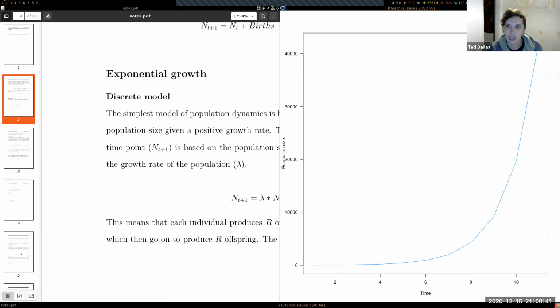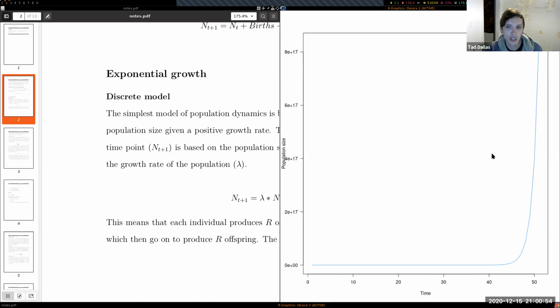And so if we plot that out for 50 time steps, it'll look even more wild. And I can do that really quick. There it is. And so all of a sudden we see this y-axis changed. And is this reasonable? Is this a description of any population? Probably no, not really, not at all.